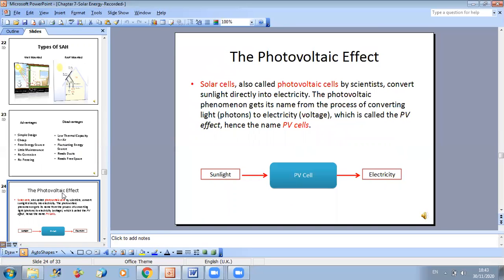Another important application of solar energy is the photovoltaic effect. As your friends have introduced in their work today, PV cells mainly convert sunlight directly into electricity. The photovoltaic effect gets its name from the process of converting light to electricity, which is called the PV effect. And from here, we have the name PV cells.